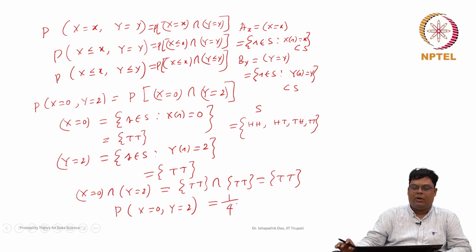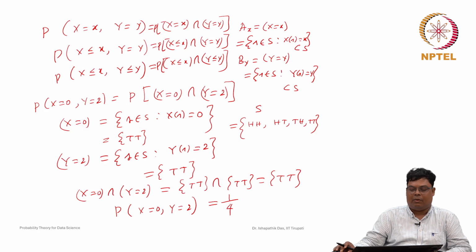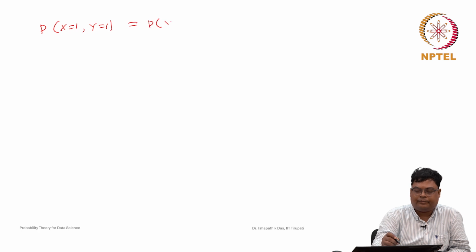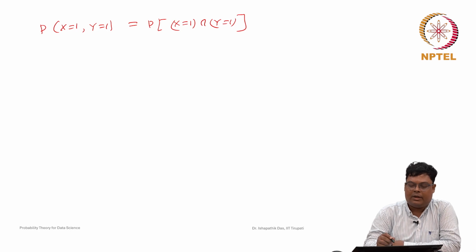Now the next example is to find the probability of x equal to 1 and y is equal to 1. So, the probability that x equal to 1, y is equal to 1 is the probability that x is equal to 1 intersection y is equal to 1. We have to find the corresponding events, then take the intersection and find the probability. Let us write down what S is here: head head, head tail, tail head and tail tail.